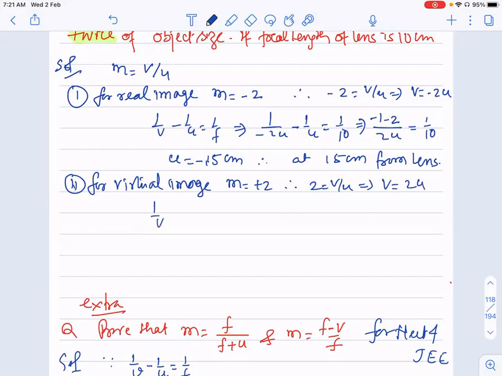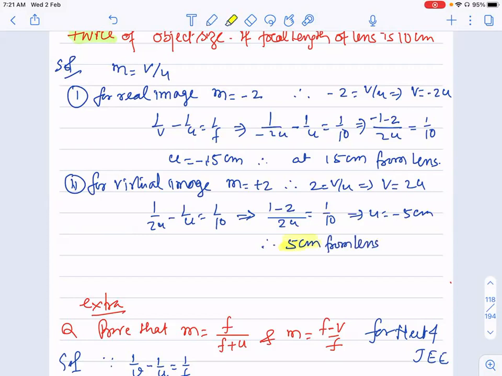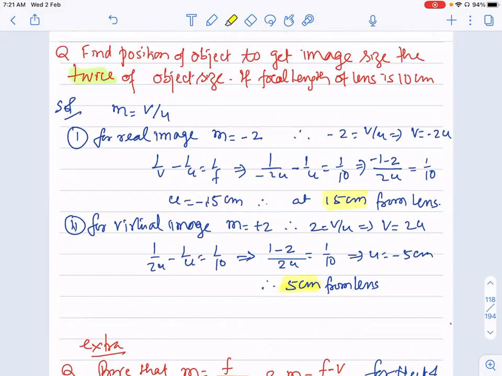Putting the value in the lens formula again. 1 by 2u minus 1 by u is equal to 1 by 10. LCM लेंगे, 2u यहाँ पे 1 minus 2. u is equal to -5 centimeter. Therefore, 5 centimeter from lens. दो आंसर आ रहे हैं, एक फोकल लेंथ के अंदर और दूसरा फोकल लेंथ से F and 2F के बीच में. In two cases we get the bigger image. Clear?